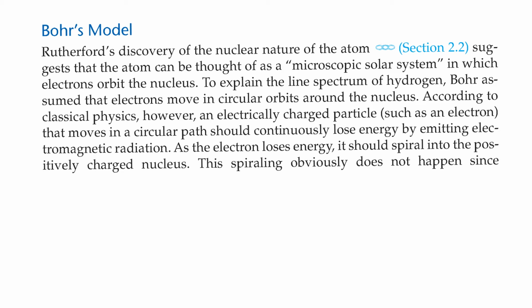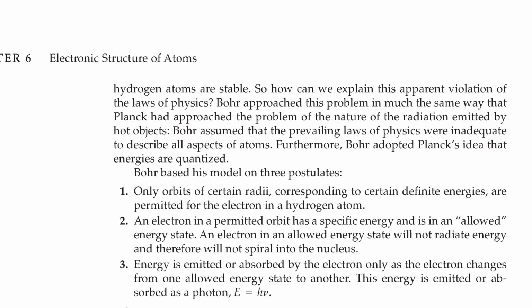As the electron loses energy, it should spiral into the positively charged nucleus. This spiraling obviously does not happen, since hydrogen atoms are stable. So how can we explain this apparent violation of the laws of physics? Bohr approached this problem in the same way that Planck had approached the problem of the nature of radiation emitted by hot objects. Bohr assumed that the prevailing laws of physics were inadequate to describe all aspects of atoms. Furthermore, Bohr adopted Planck's idea that energies are quantized.